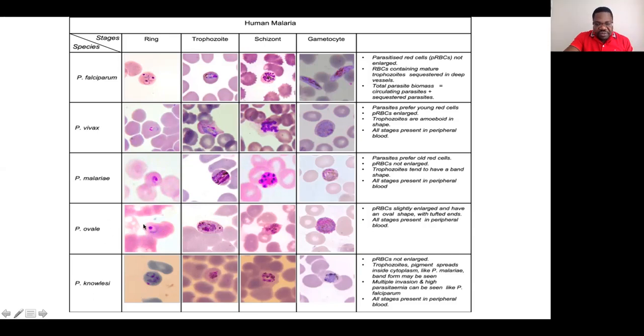Now, if the patient is infected with Plasmodium ovale, you will see a change in the size and the shape of the cells: they become oval. You can see the cell here has an oval shape. The infected cells become oval. Okay, so when you see that, you can suspect Plasmodium ovale.